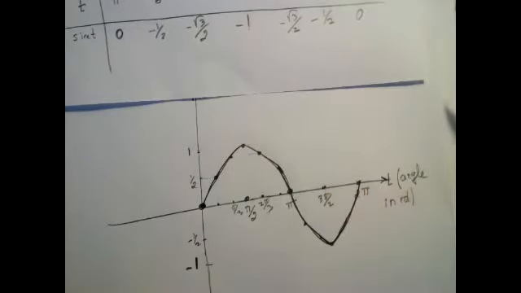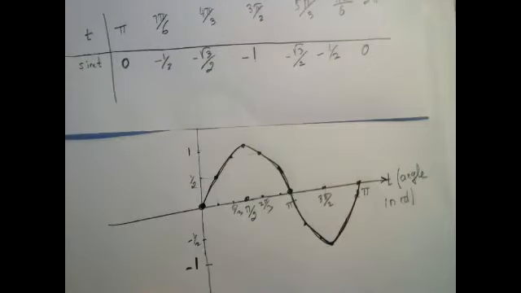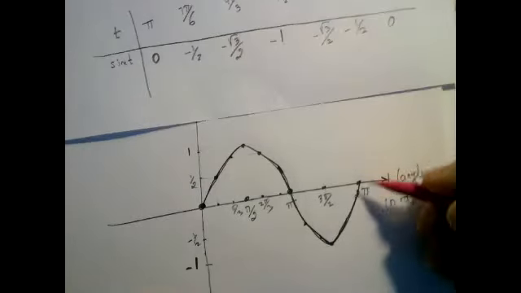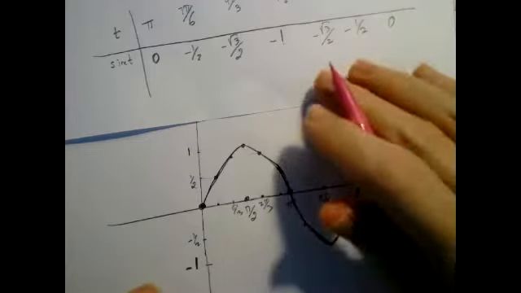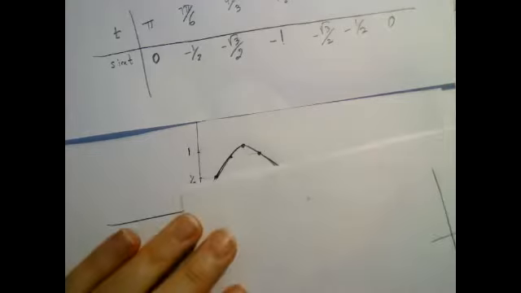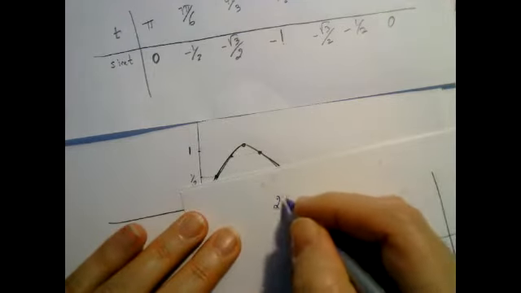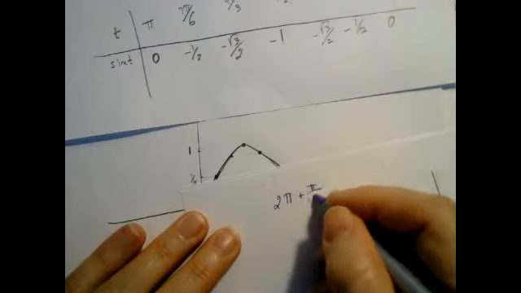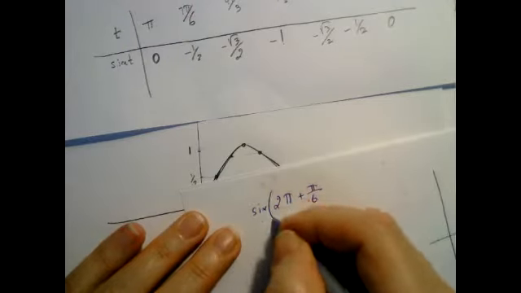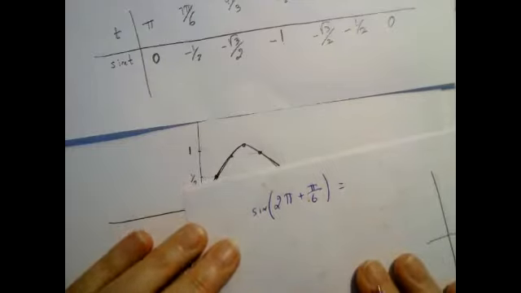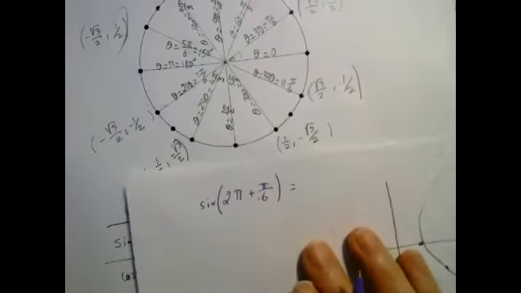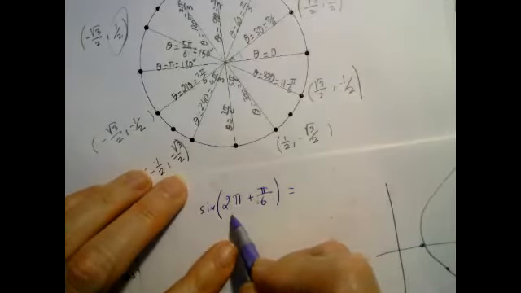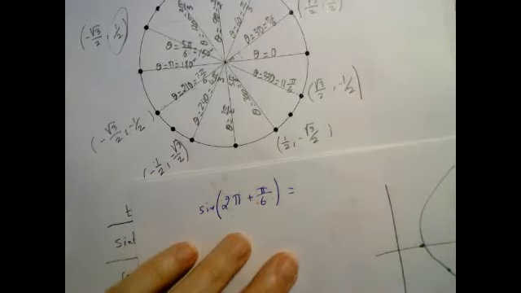Now what's it going to do after that? After 2 pi? Suppose I take an angle 2 pi plus pi over 6, what's the value of its sine? So suppose I take an angle 2 pi, but I add to it pi over 6. What's going to be the sine of that? Quickly, can anybody tell me? If I take pi over 6 and I add 2 pi to it, what's going to be the value of my sine?